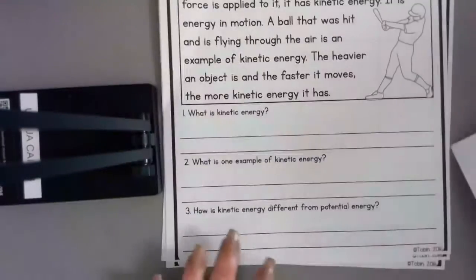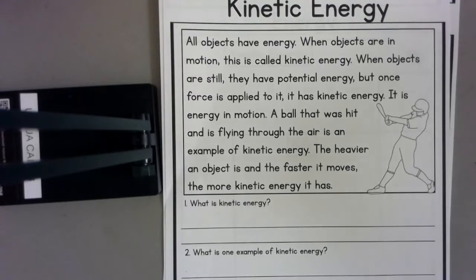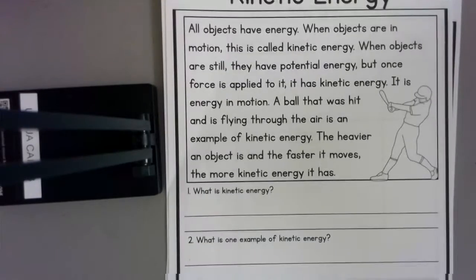Kinetic energy. All objects have energy. When objects are in motion, this is called kinetic energy. When objects are still, they have potential energy. But once a force is applied to it, it has kinetic energy. It is energy in motion. A ball that was hit and is flying through the air is an example of kinetic energy. The heavier an object is, the faster it moves, the more kinetic energy it has. So, what is kinetic energy?